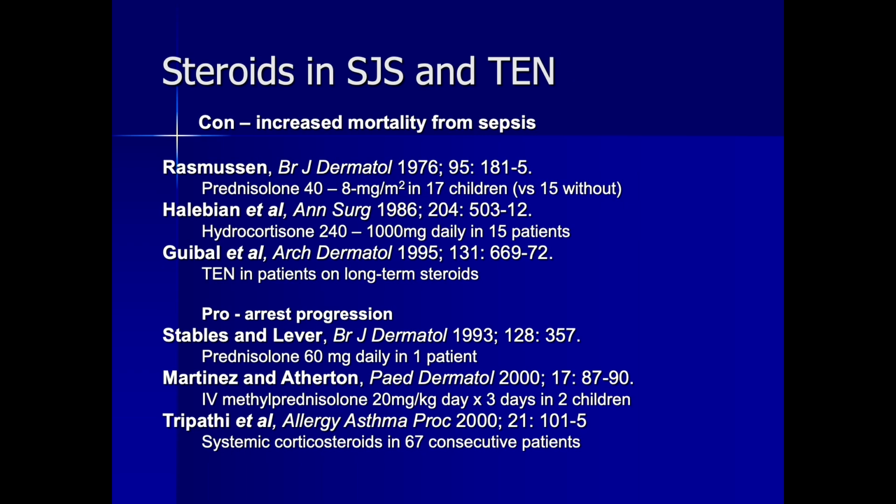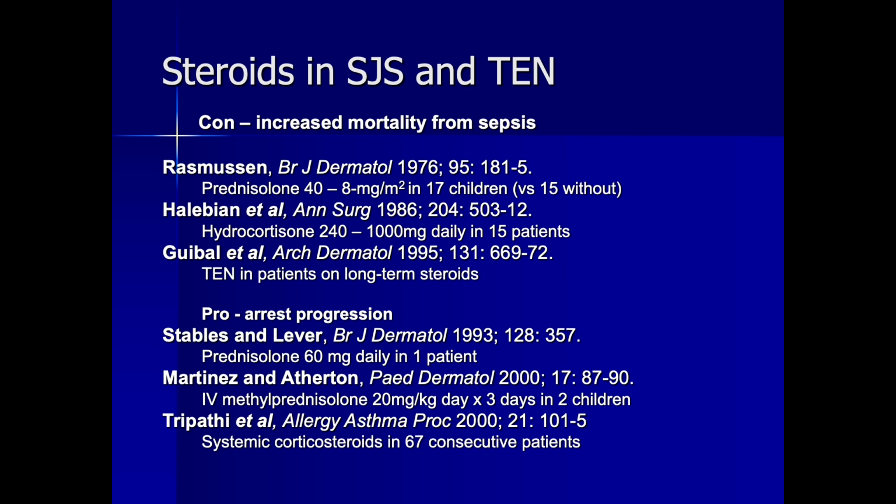The most important aspect of managing Stevens-Johnson's and toxic epidermal necrolysis is good supportive nursing care, paying attention to fluids, analgesia, nutrition, and early recognition of sepsis. Do specific treatments help? Nowhere near as much as general measures.